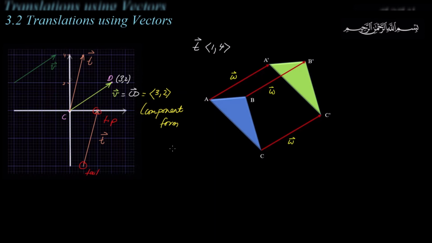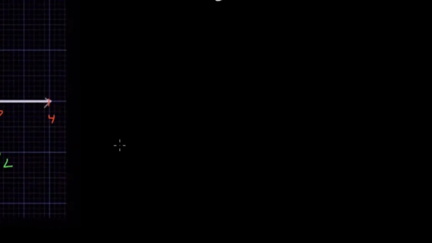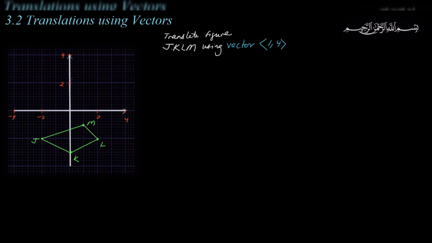Now let's see how useful this is in translating figures in the Cartesian plane. Here's the question: translate the figure JKLM using vector <1, 4>. If you were to draw it out, vector <1, 4> is like this. This is the vector we're going to use to translate this figure. In other words, move this whole figure in that direction, that distance.